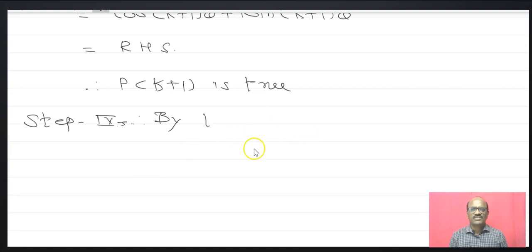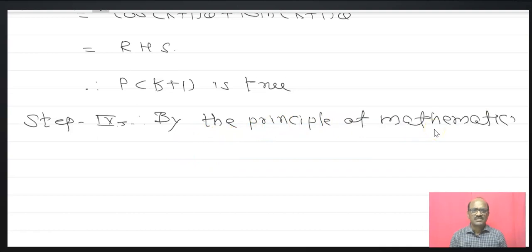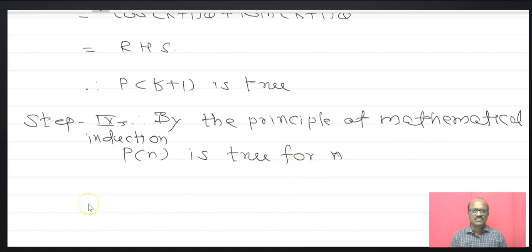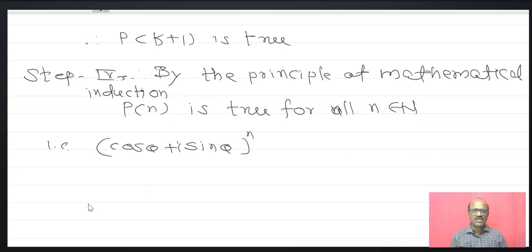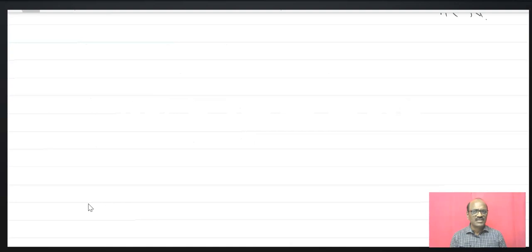Now the fourth step: by the principle of mathematical induction, P of n is true for all small n belonging to capital N. Therefore (cos theta + i sin theta) raised to n is equal to cos of n theta plus i sin of n theta for small n belonging to capital N. Now the example number 15.